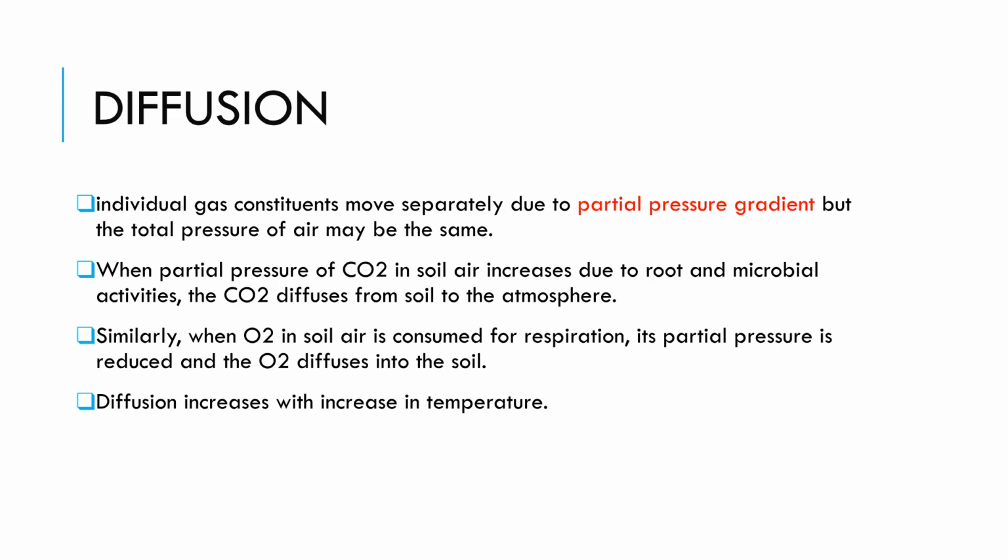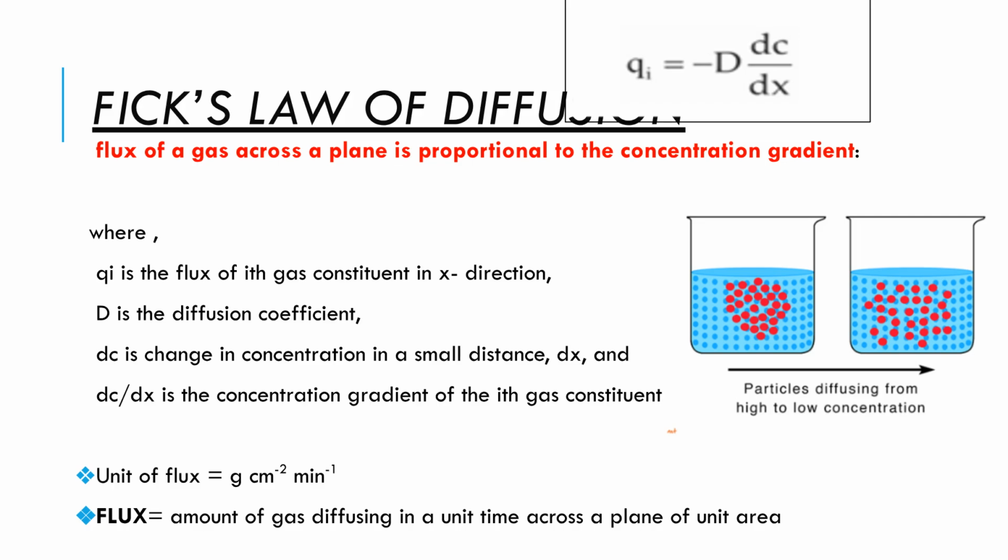Diffusion is the movement of individual gas constituents due to a partial pressure gradient. When CO2 partial pressure increases in the soil air, CO2 diffuses out to the atmosphere. Similarly, O2 diffuses into the soil when its partial pressure is reduced by respiration. Diffusion increases with temperature. Fick's law of diffusion states that the flux of a gas is proportional to the concentration gradient. Flux is the amount of gas diffusing in a unit time across a plane of unit area.